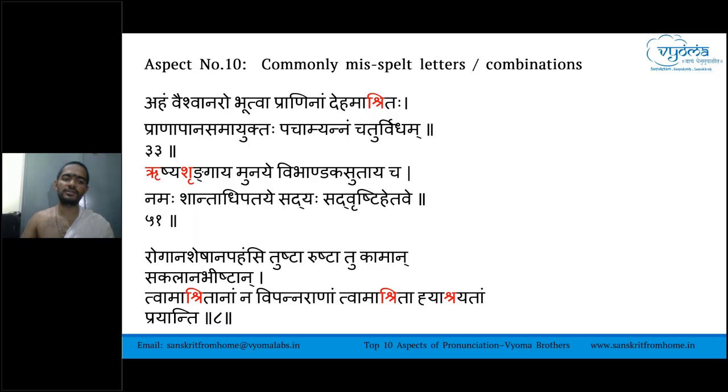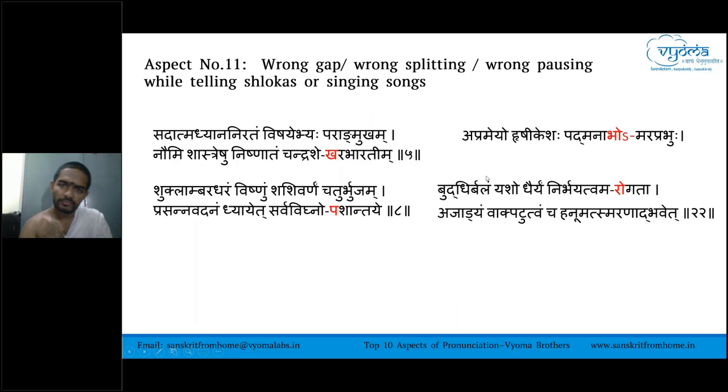And the last shloka, which is from Durga Sapta Shloki: Tvam ashritanam na vipannaranam tvam ashrita hyashrayatam prayanti. So the first two are Shri and Shri, those highlighted letters. The last is only Shra. So it does not become Shru, Shri. But these are again some things we have to be careful about.